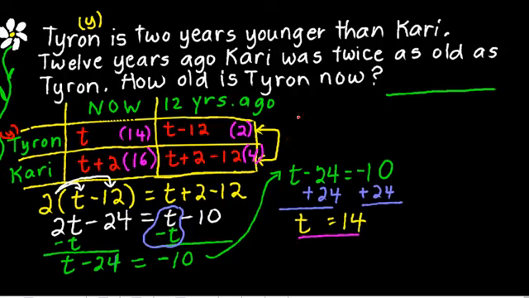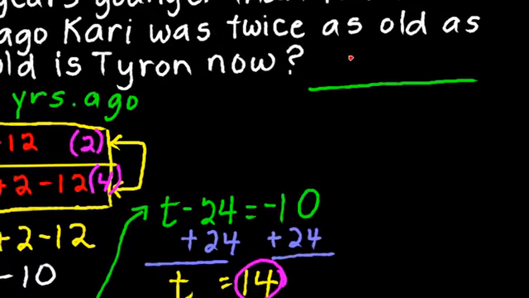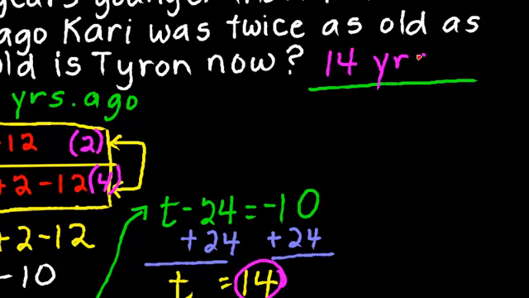It looks like we do have a correct answer, and it's really important that I write this answer right up here. Tyrone is 14 years old. Done.